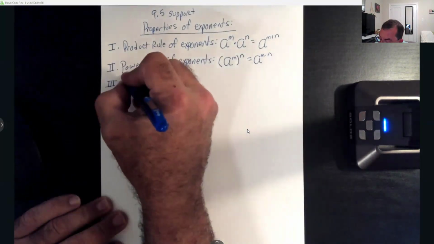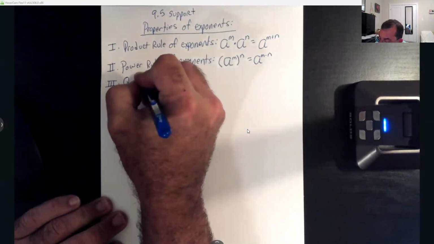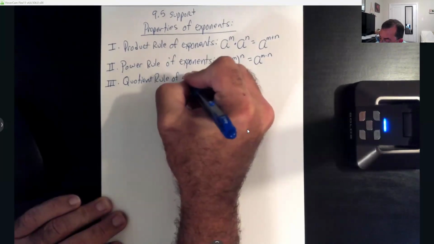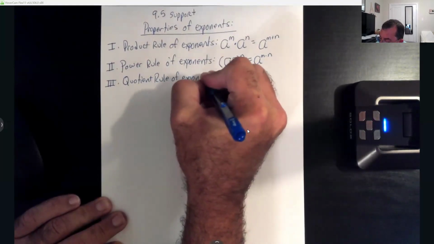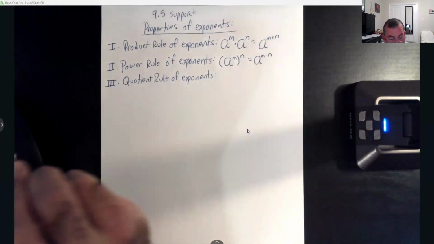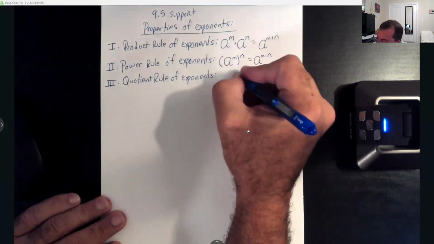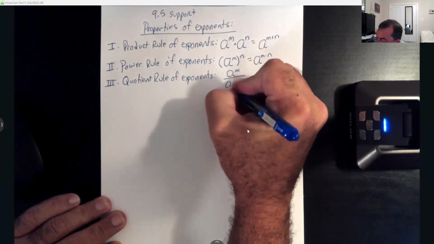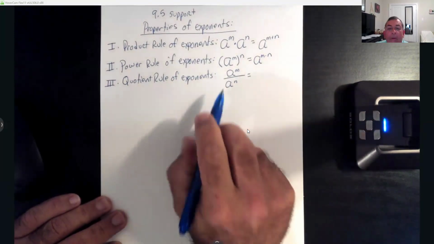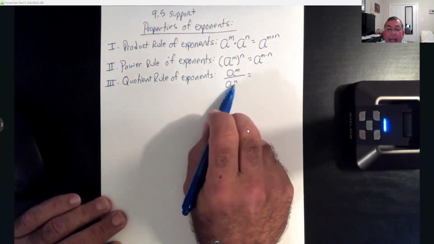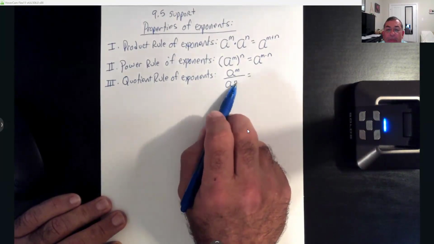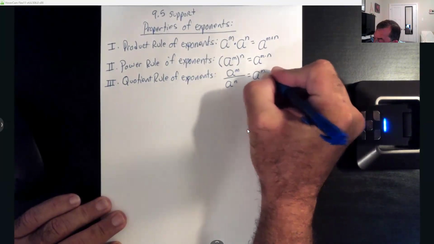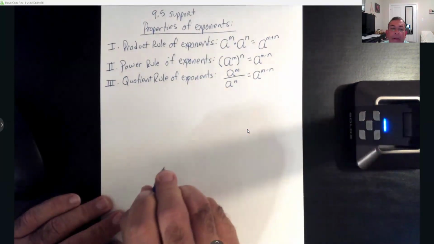Then we got our quotient rule of exponents. And that's for division. So if I got a to the m divided by a to the n, well, when you're dividing, you subtract exponents. You always subtract the bottom exponent from the top. So I get a to the m minus n.